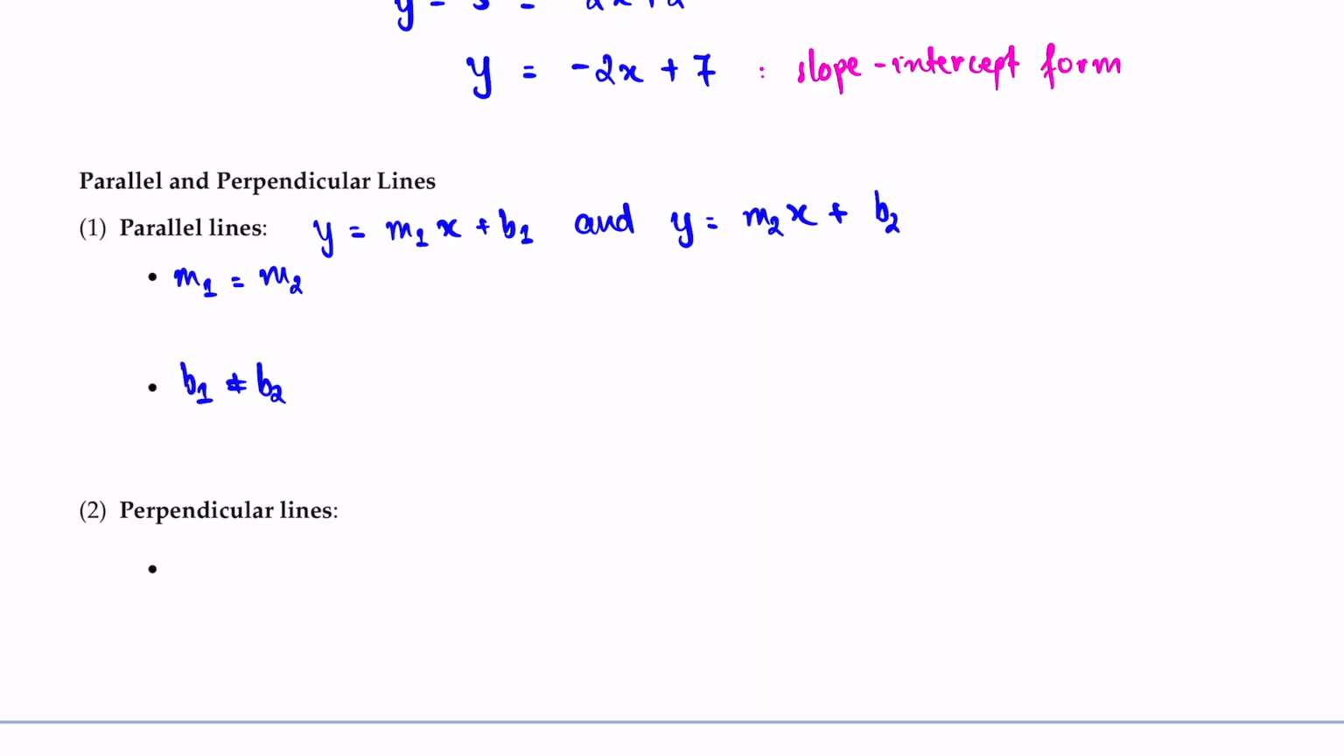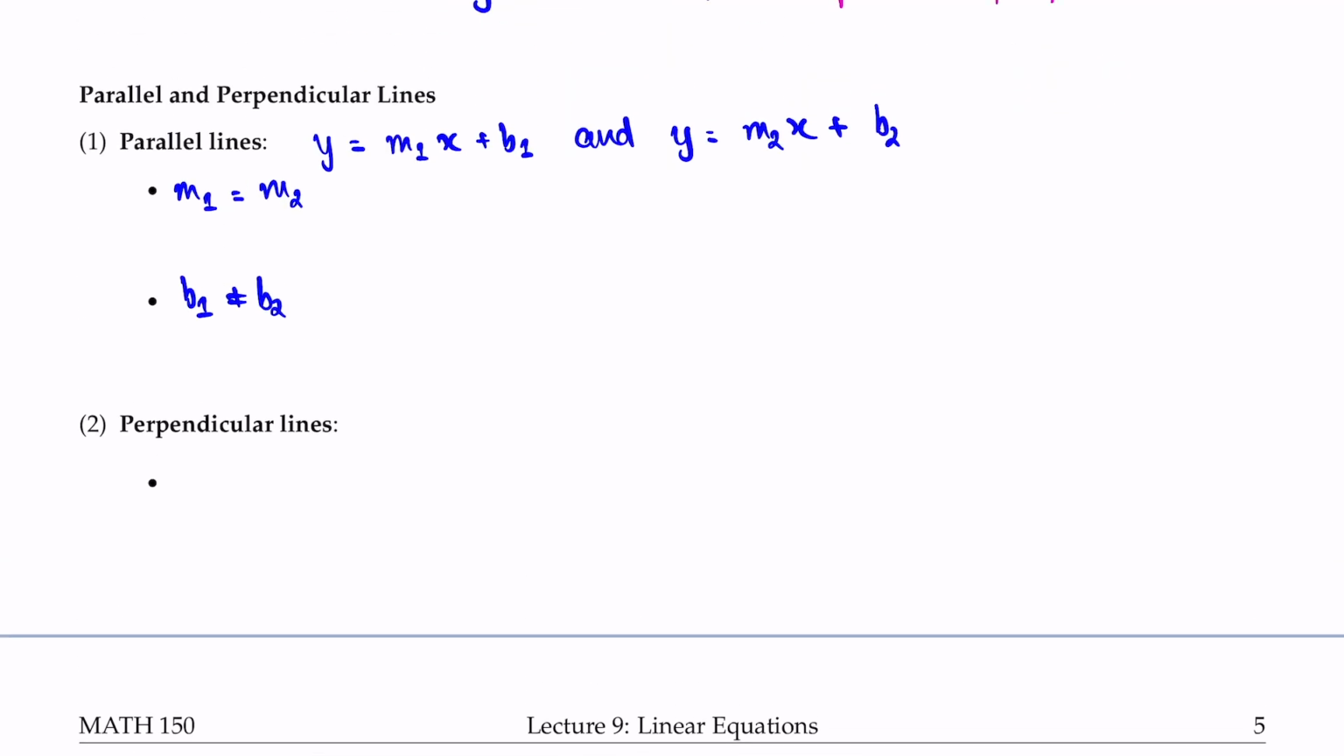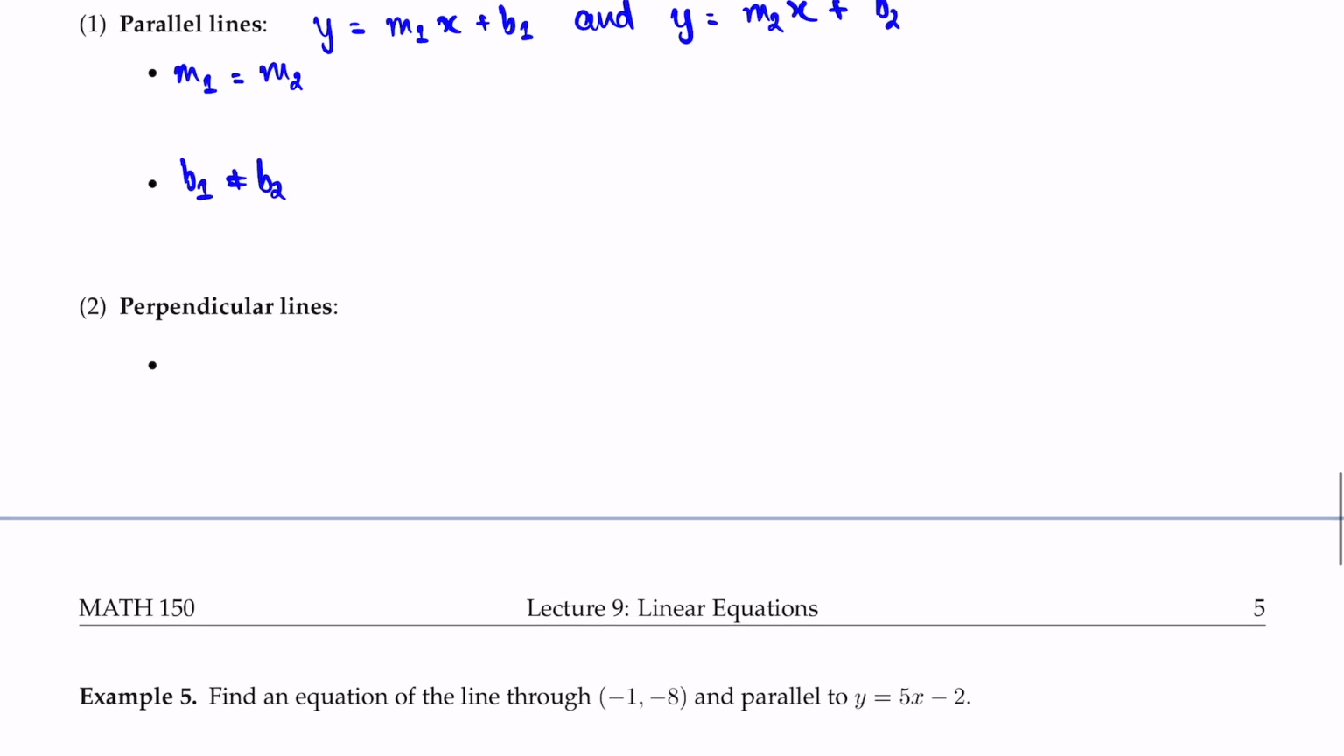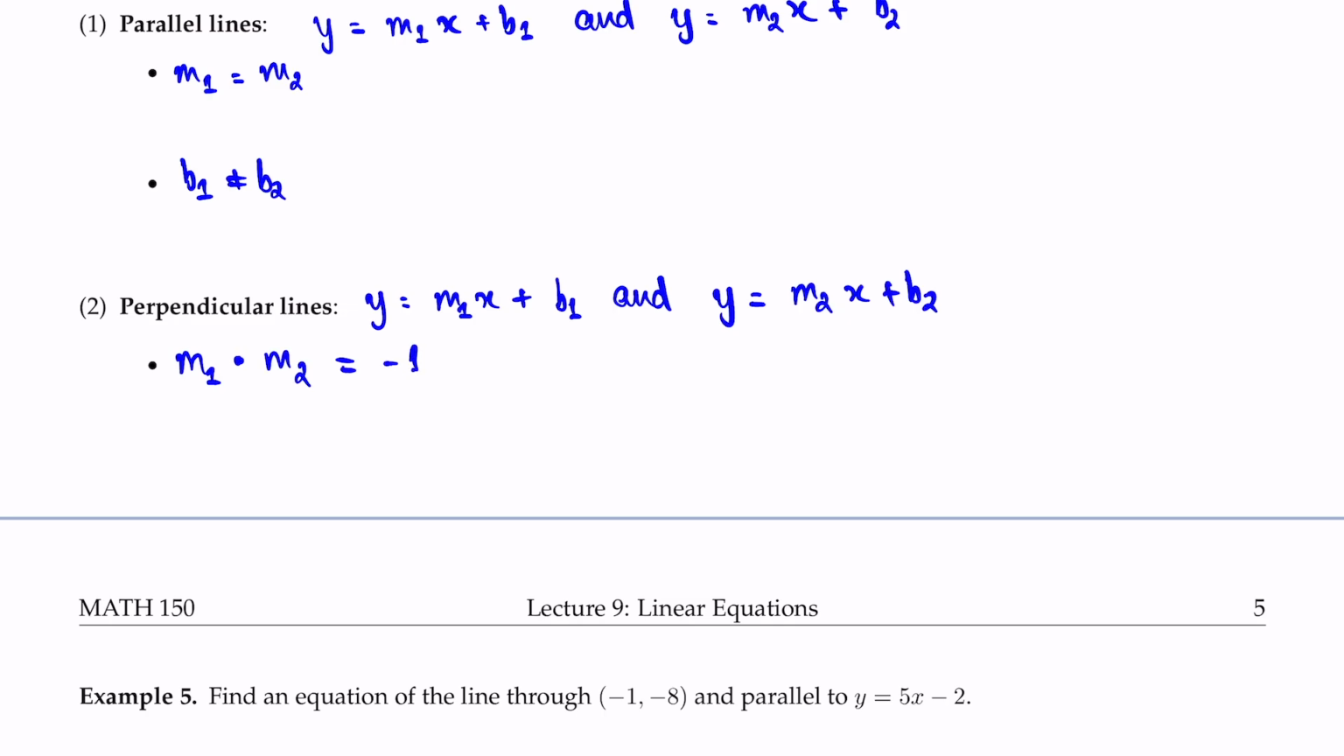Because if b1 equals b2, the two lines stay on top of one another, so they're going to be the same line. You need the second condition, that b1 is different from b2. For perpendicular lines, again, you have two lines, y equals m1x plus b1 and y equals m2x plus b2. The two lines are perpendicular to one another when the product of the two slopes equals -1.